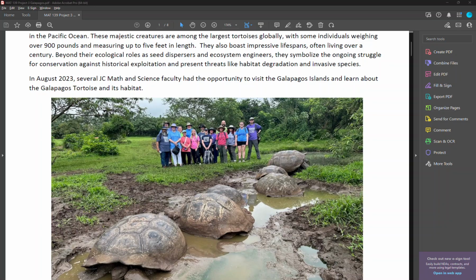In the back row, there's Steve Tuckey, science faculty, Alana Tuckey, math faculty. We've got Kurt Blankenspore, science faculty, and Jessica Tashman here, also science faculty. And several of the other people with us were friends or family members that came on the trip with us to the Galapagos Islands.